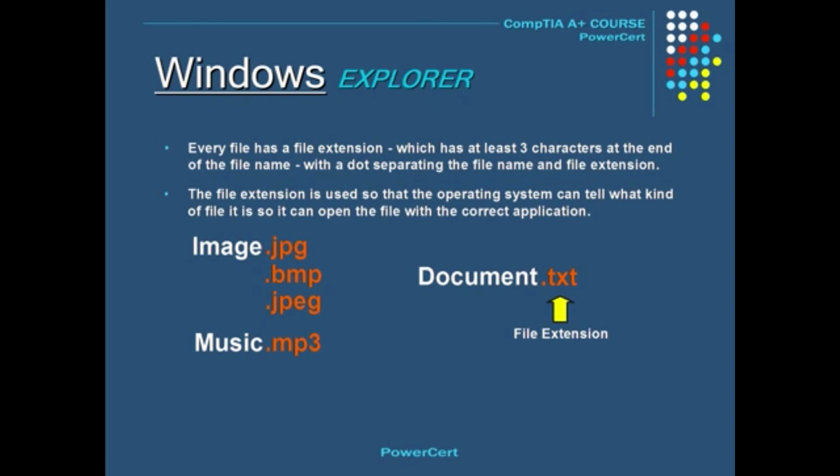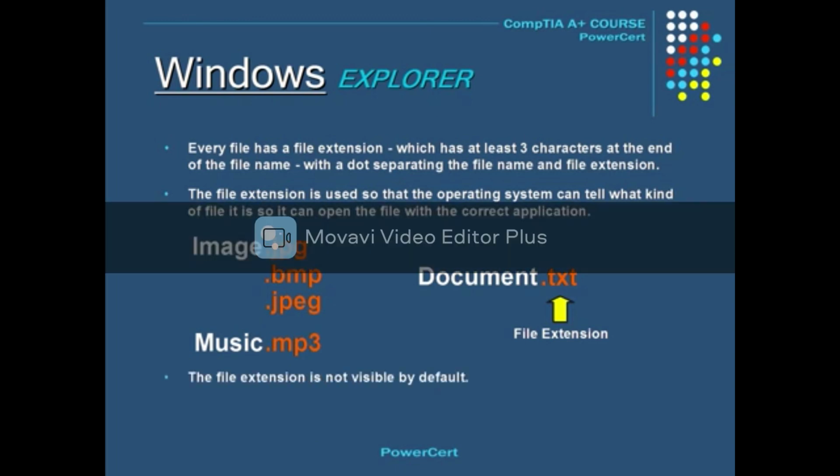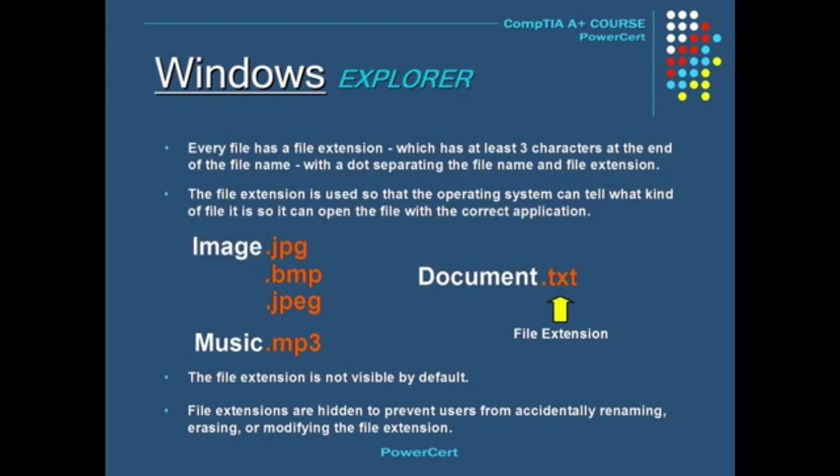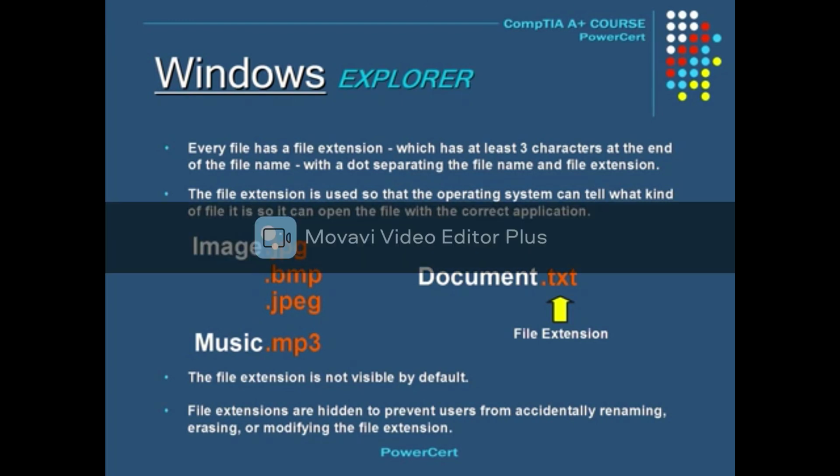The file extension is not visible by default. It's hidden. And the reason why it's hidden is to prevent users from accidentally renaming, erasing, or modifying the file extension, which would result in rendering the file useless because the operating system would no longer be able to tell what kind of file it is.